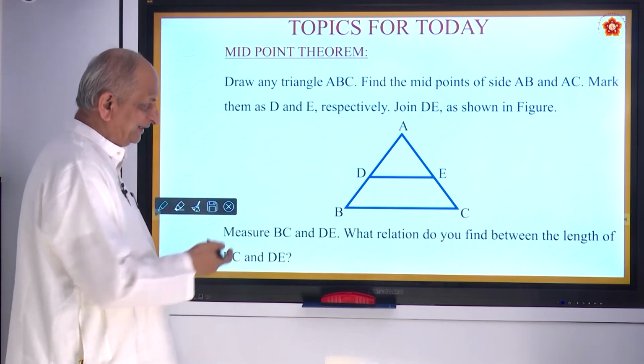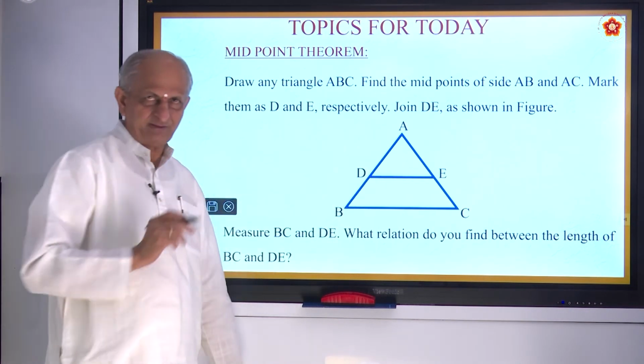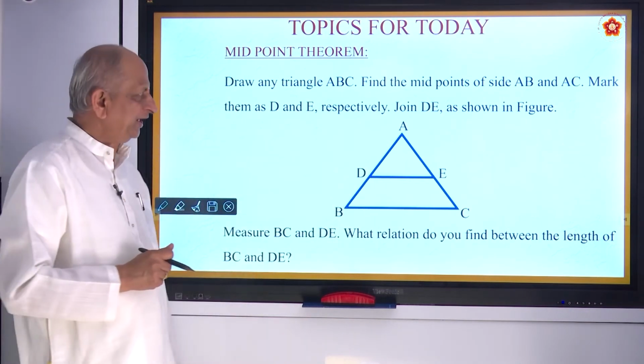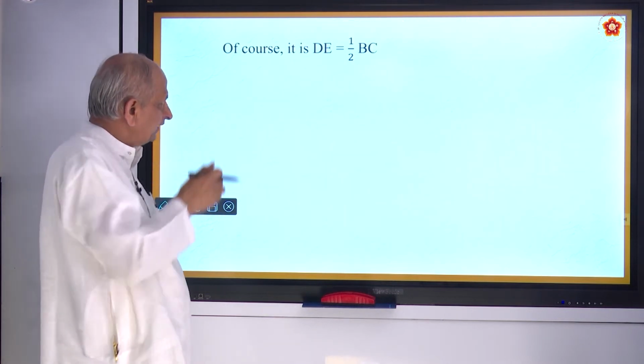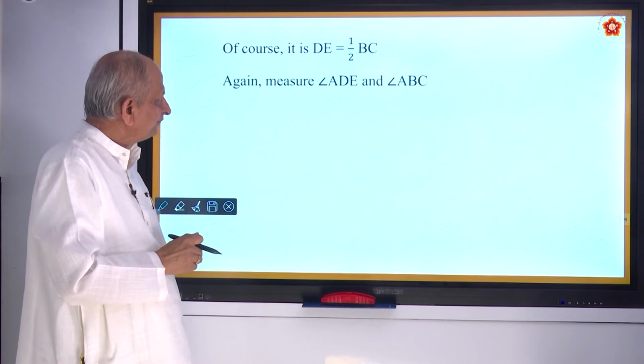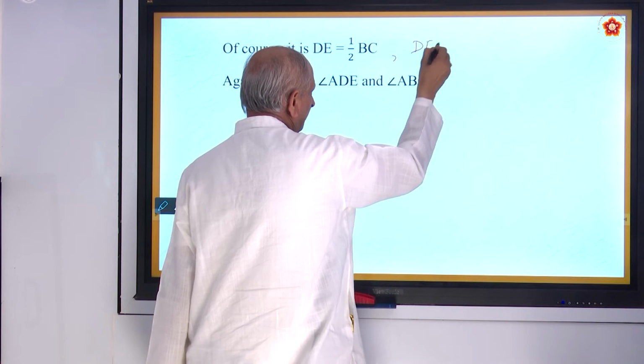So, you can do it practically also. Draw a triangle, mark the midpoints, join them and measure using a scale. So, you will get a very interesting result. DE is half of BC, and also one more thing, DE will be parallel to BC.